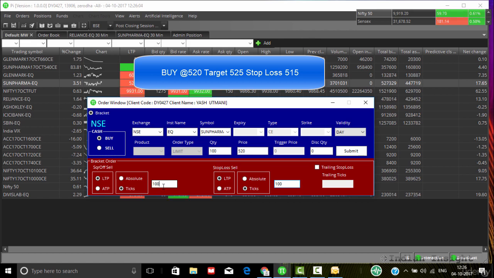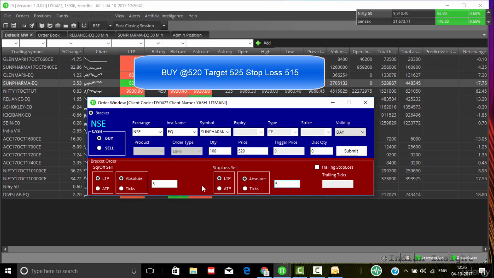Now I find it easier to just directly enter the number of points, where I don't want to do the math of multiplying the number of points to the number of ticks. So I usually directly enter the number of points here. So in case of target price, I write 5 points here, and again in case of stop loss also, I place 5 points here.